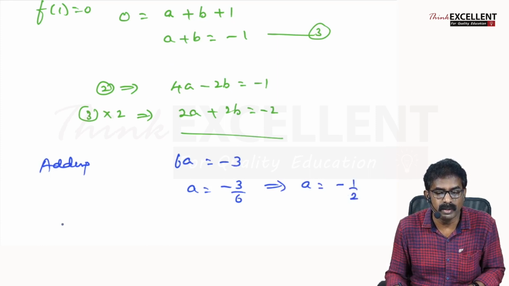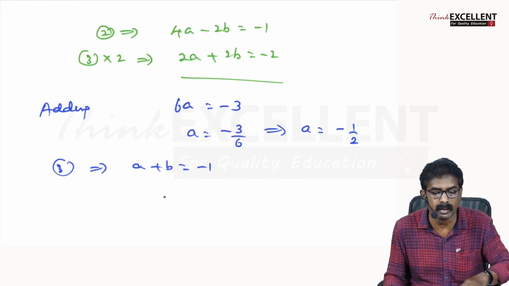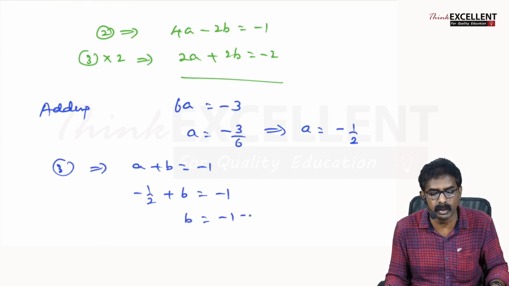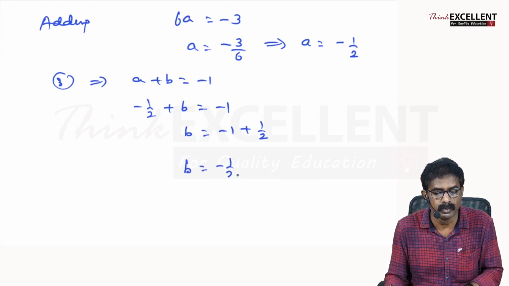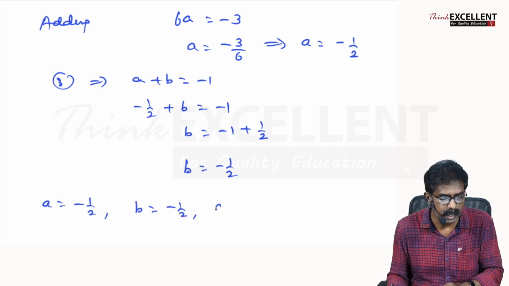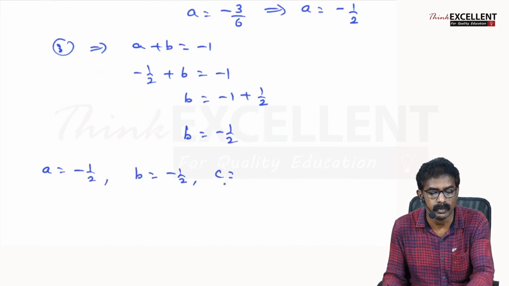To find B value, make use of equation number 3. Equation 3 says A plus B equal to minus 1, right? A plus B is equal to minus 1. So A value minus 1 by 2 plus B equal to minus 1. So B equal to minus 1 plus half. So B is also minus half. So all the values you got it. A equal to minus 1 by 2. B equal to minus 1 by 2. And C value you got, I think 1, right? Yes, C equal to 1.